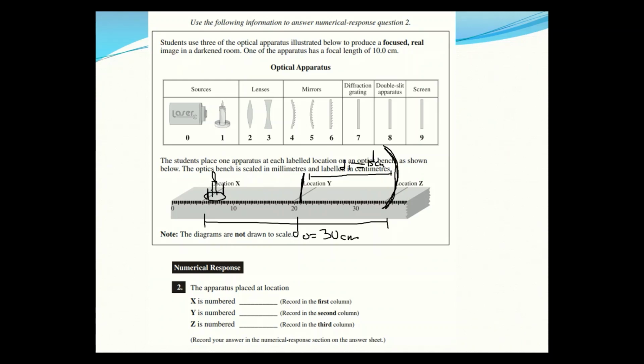So our candle looks like it's at X, so our candle is 1, and then our screen is at location Y, so that's 9, and then our mirror that looks like this is at location 4, so 194 would be the correct answer. Okay, yeah, tough question. Hopefully I explained that good enough.